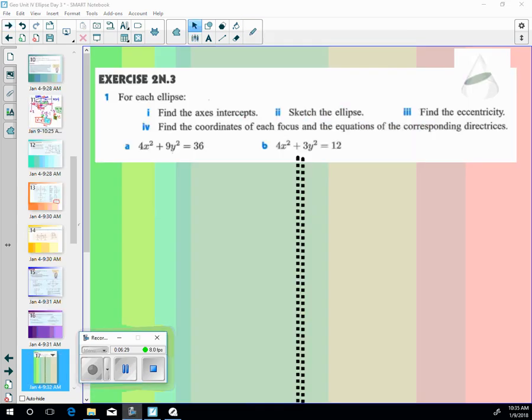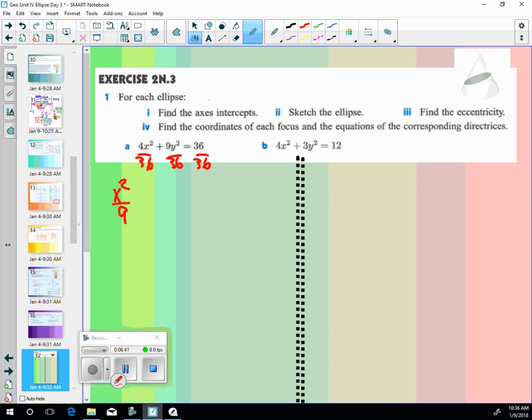Well, let's take a look at just this first one. Hopefully it'll make a little sense. Divide everything by 36, right? So you're going to get x squared over 9 plus y squared over 4 equals 1. Now, for the formula x squared over a squared plus y squared over b squared equals 1, what's a equal to? 3. Yep. And what's b equal to?